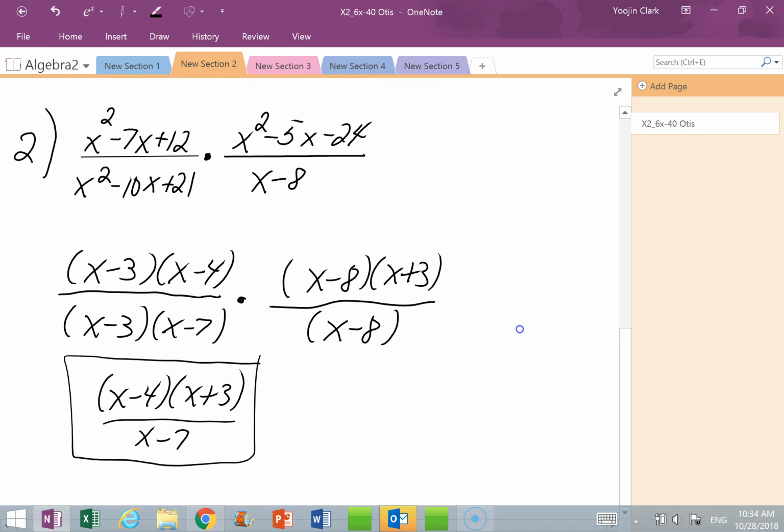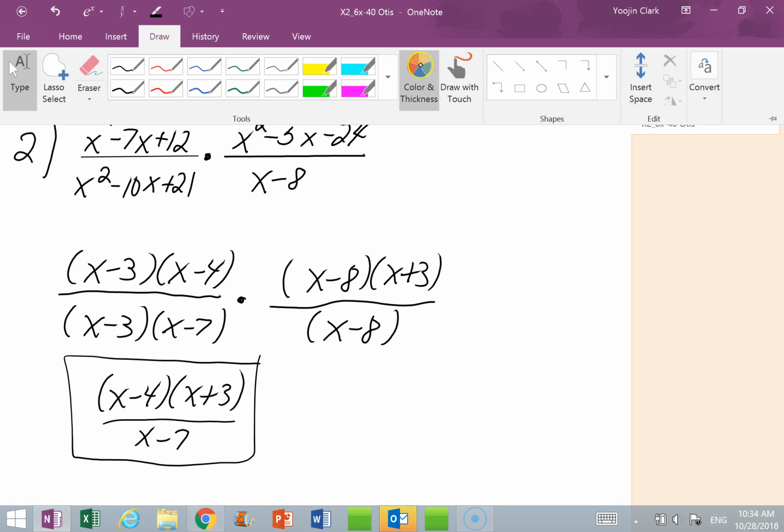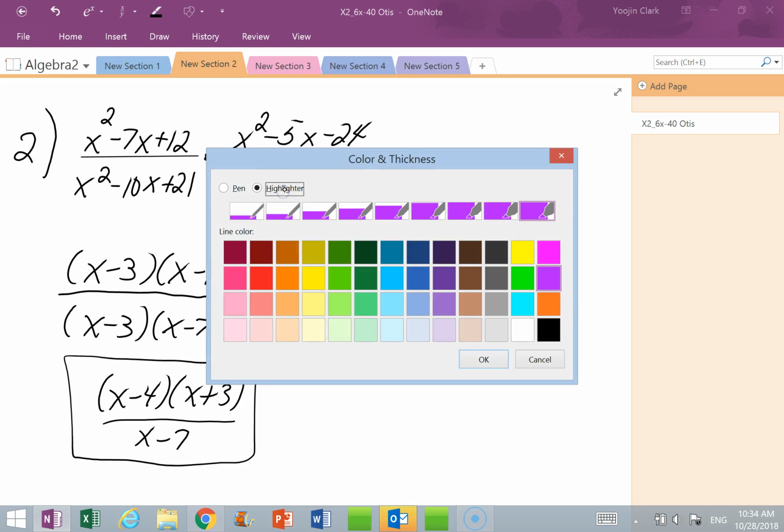Alright. So this is still a work in progress here. Let's go back to my draw. Let's get the highlighter back. Get some nice color here. How about this color?